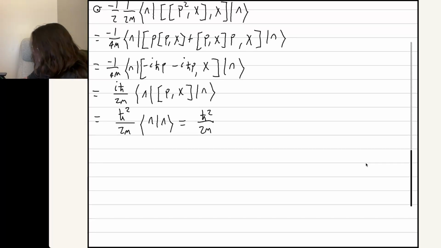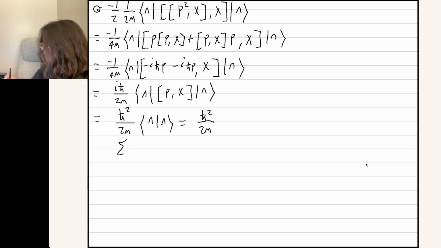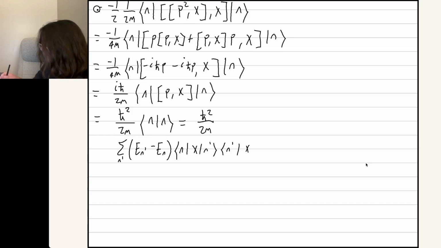The next thing that Shankar asks us to do is to test it on the harmonic oscillator. There are a number of ways to do this. I've tried one way, and it didn't work. And I tried this new way, which is a lot simpler, and I kind of like it.